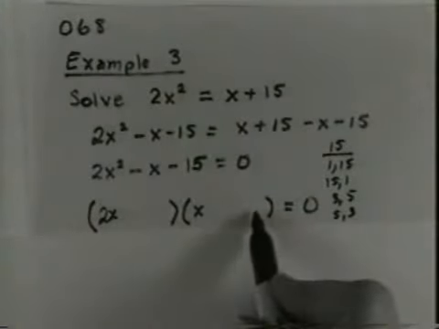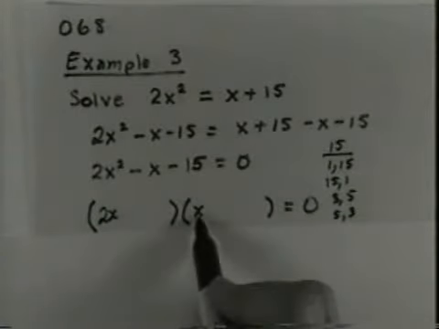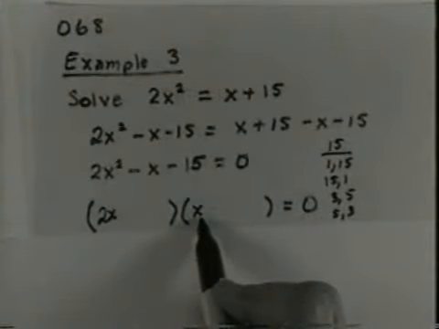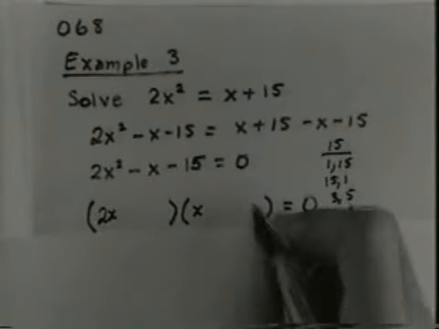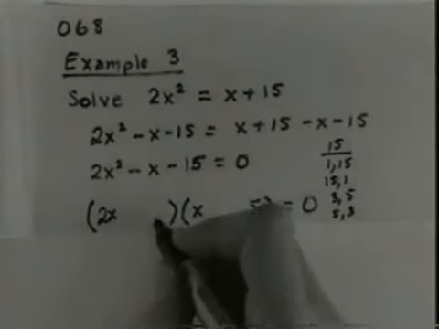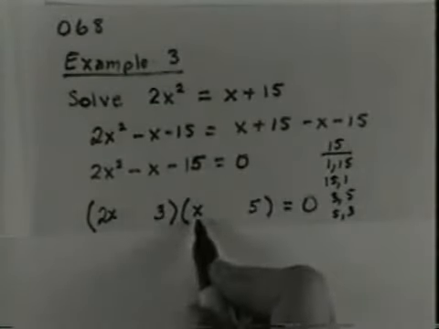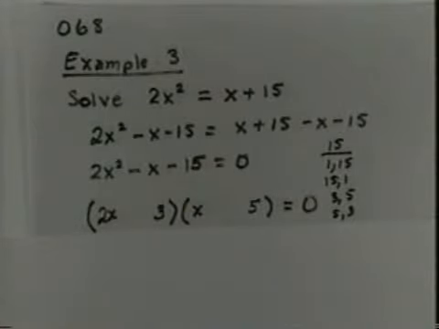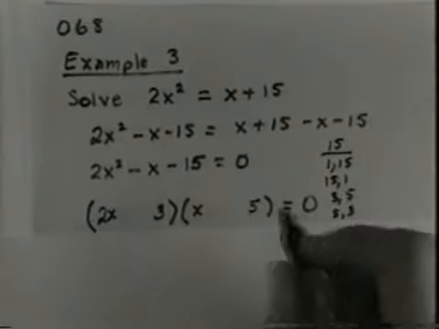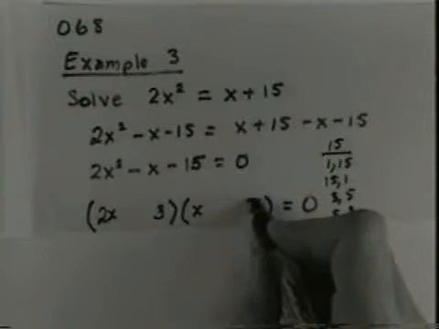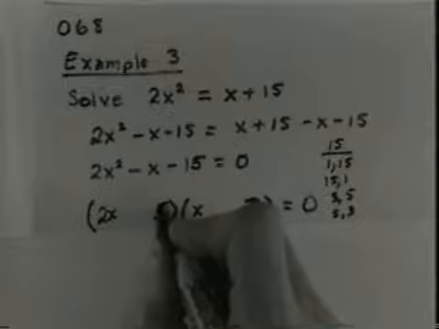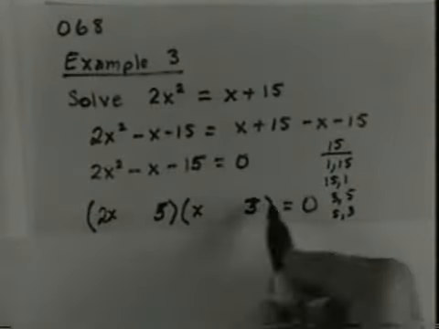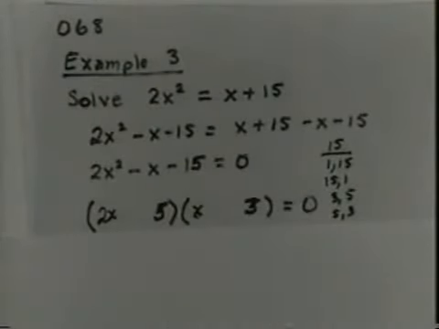2 times 3 to get 6, and 5 times 1 to get 5, and those we combine, if we're careful with the signs, to give us what we need. I've said it wrong, haven't I? Let's back that up and try again. 2 times 3 on the outer, and 5 on the inner. 2 times 3 to get 6, and 5 times 1 to get 5.